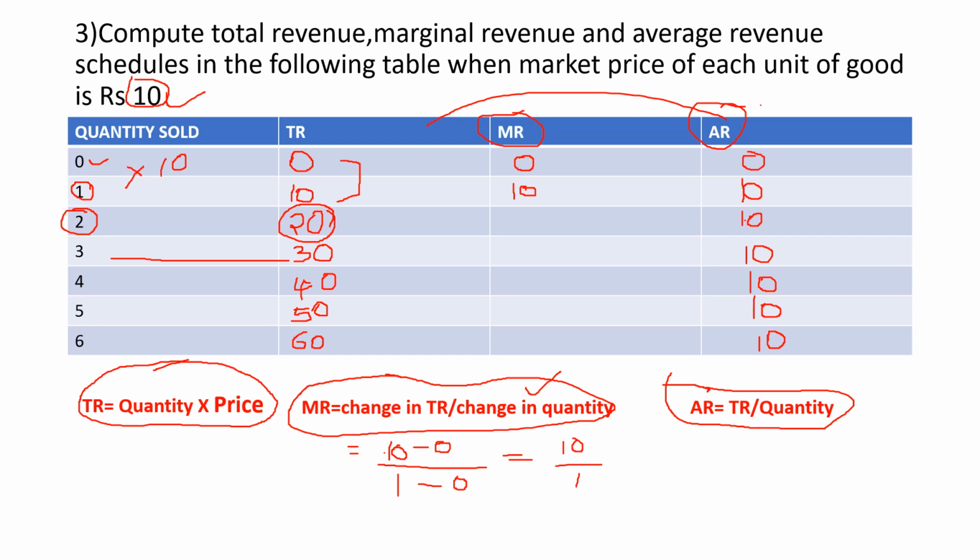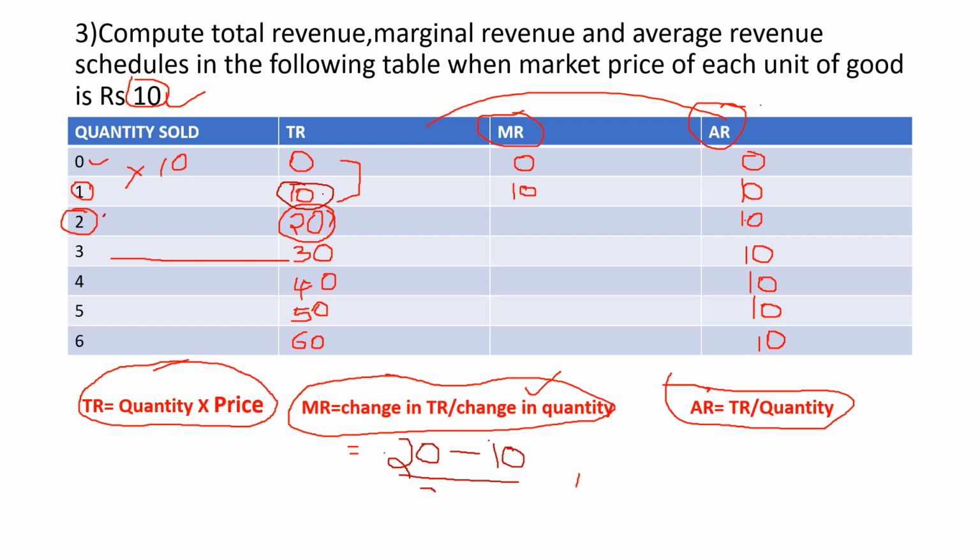Like that only. Just a second, I'll erase this one. Now the second one, the same formula will be applied, that is change in total revenue. So how much is the change in total revenue here? It is 20, right? Now it is 20 minus, what was it before? It was 10. See here, 20 minus 10, divided by change in quantity. So change in quantity: now it is 2, before it was 1. 2 minus 1.